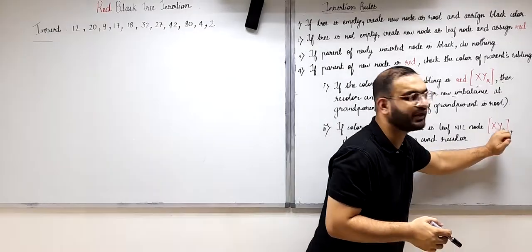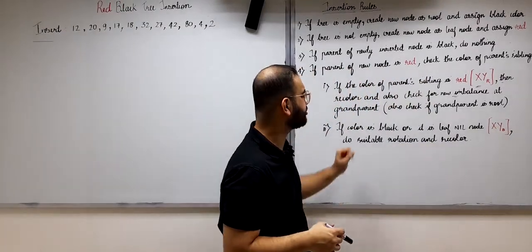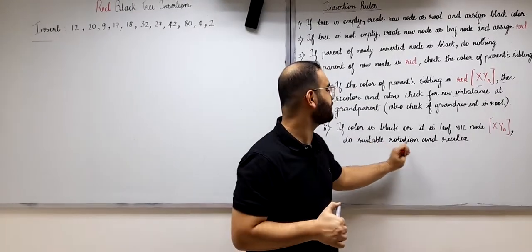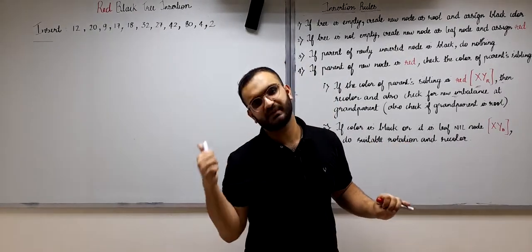So that will fall into this category, right? XY black kind of category. So in that case, we should do suitable rotation and recolor, right? And what will be that suitable rotation? That is what I have explained in the previous video.